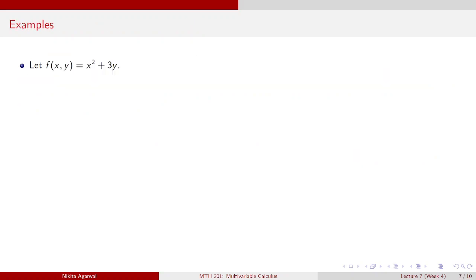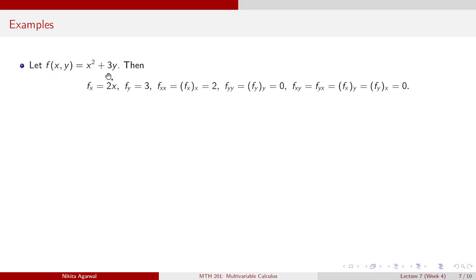So now let us look at a few examples. Let f of x comma y be x squared plus 3y. Then what is fx? Remember, for fx you think of y as a constant. So the second term is a constant, so its derivative is 0. You only differentiate the first term, which gives you 2x when you differentiate with respect to x. Similarly, fy would be treating x as a constant.